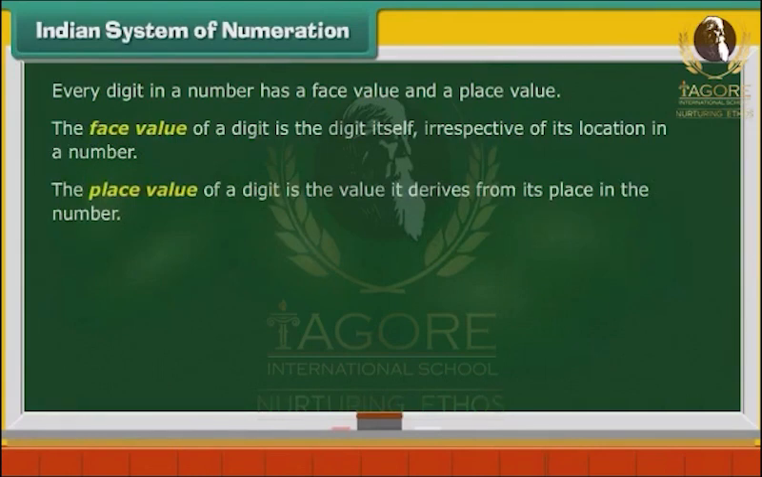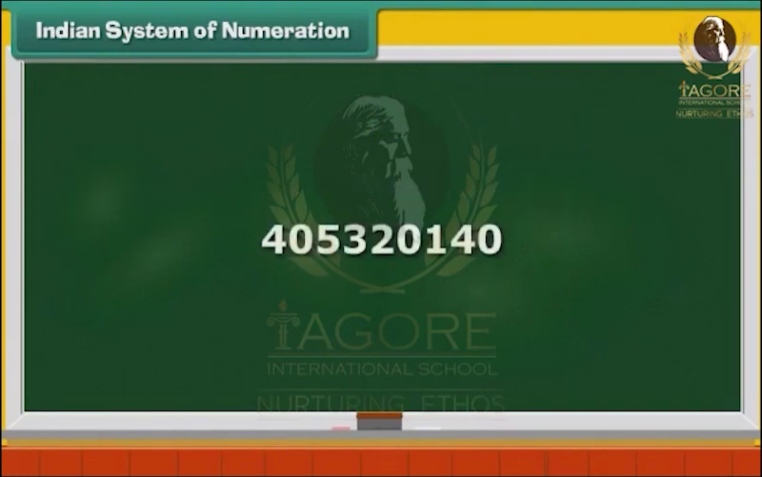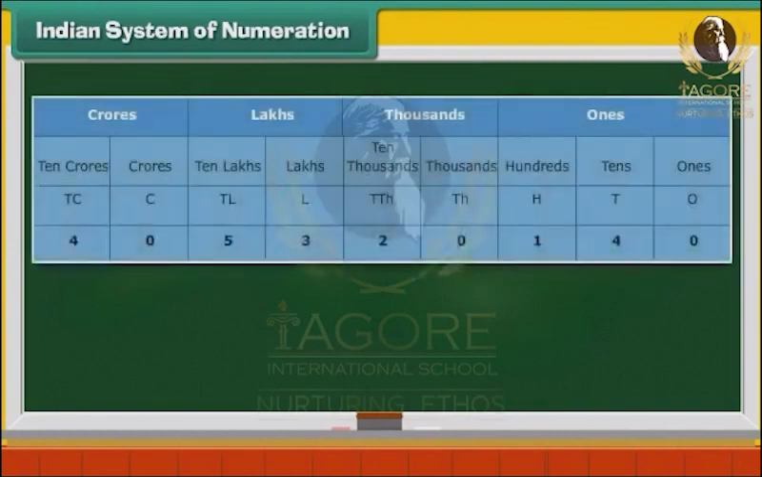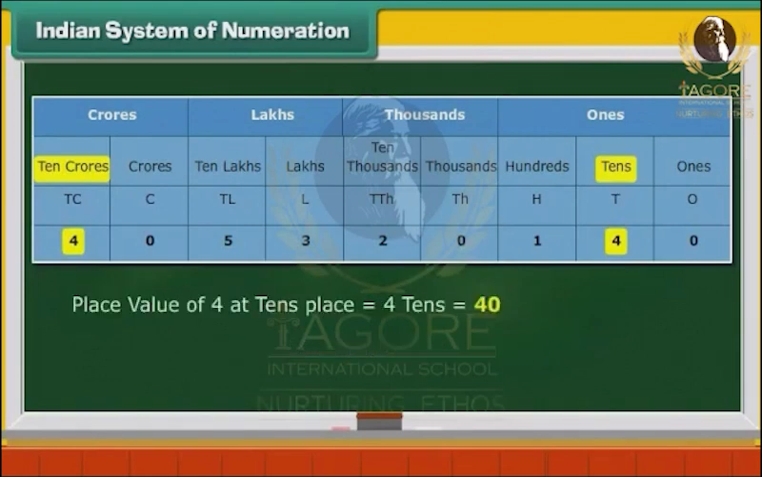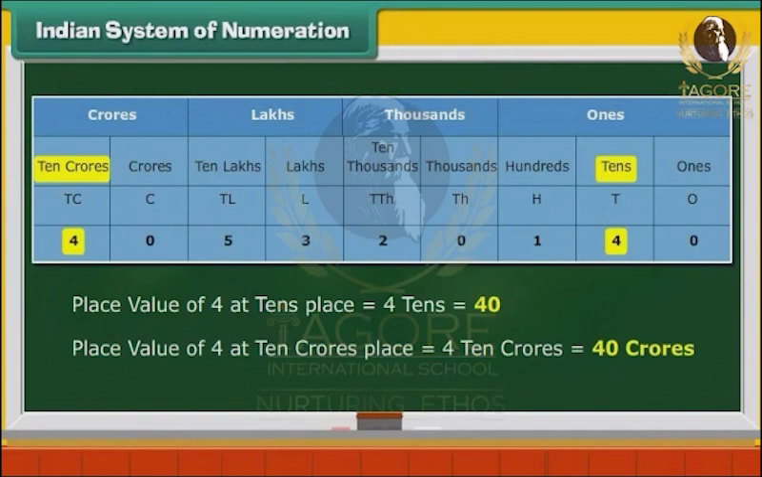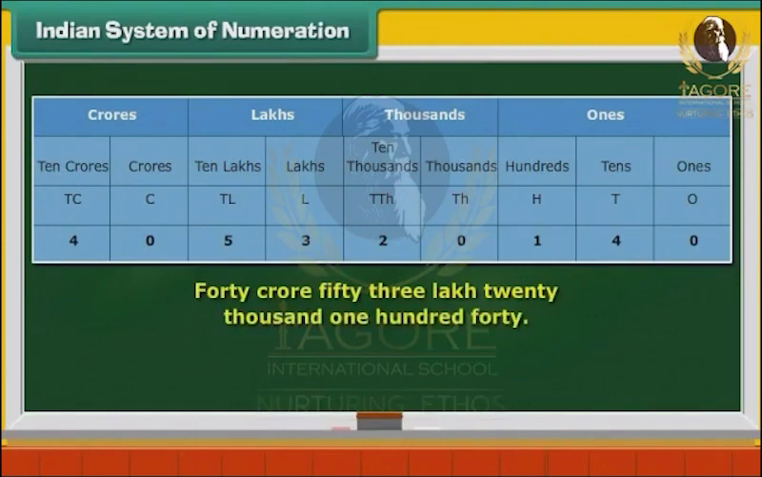Let us see how. Consider the number 40532014 0. First, we arrange it in the place value chart. Digit 4 appears at two places, tens and 10 crores. The face value of digit 4 is 4 at both the places. But the place value of the 4 at the tens place is 4 tens, that is 40, and at the 10 crores place is 4 10 crores, that is 40 crores. Now we read the number: 40 crore 53 lakh 20,000 140.